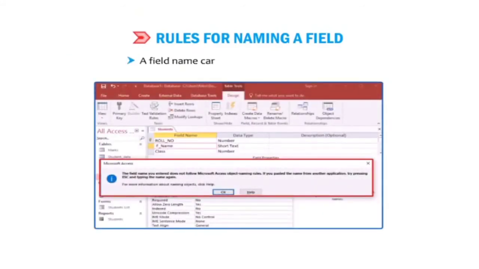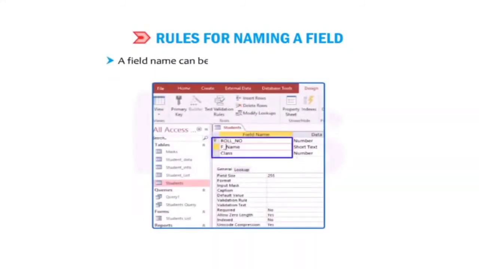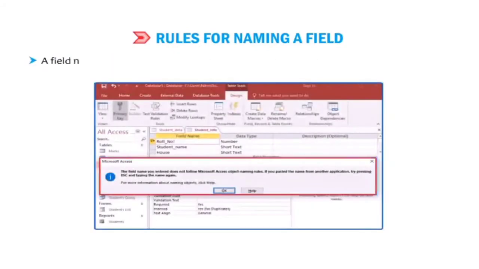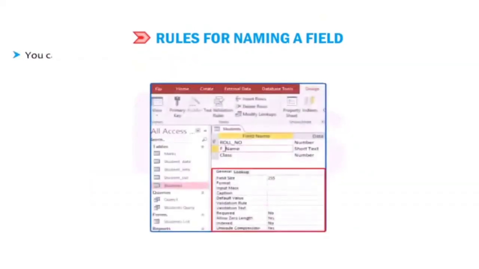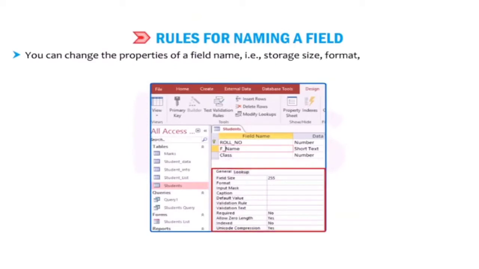A field name cannot start with a blank space. A field name can be in upper, lower, or mixed case. A field name cannot have a period, exclamation, brackets, or the grave accent. You can change the properties of a field, that is storage, size, format, and validation rule, by specifying certain characteristics in the Field Properties pane.